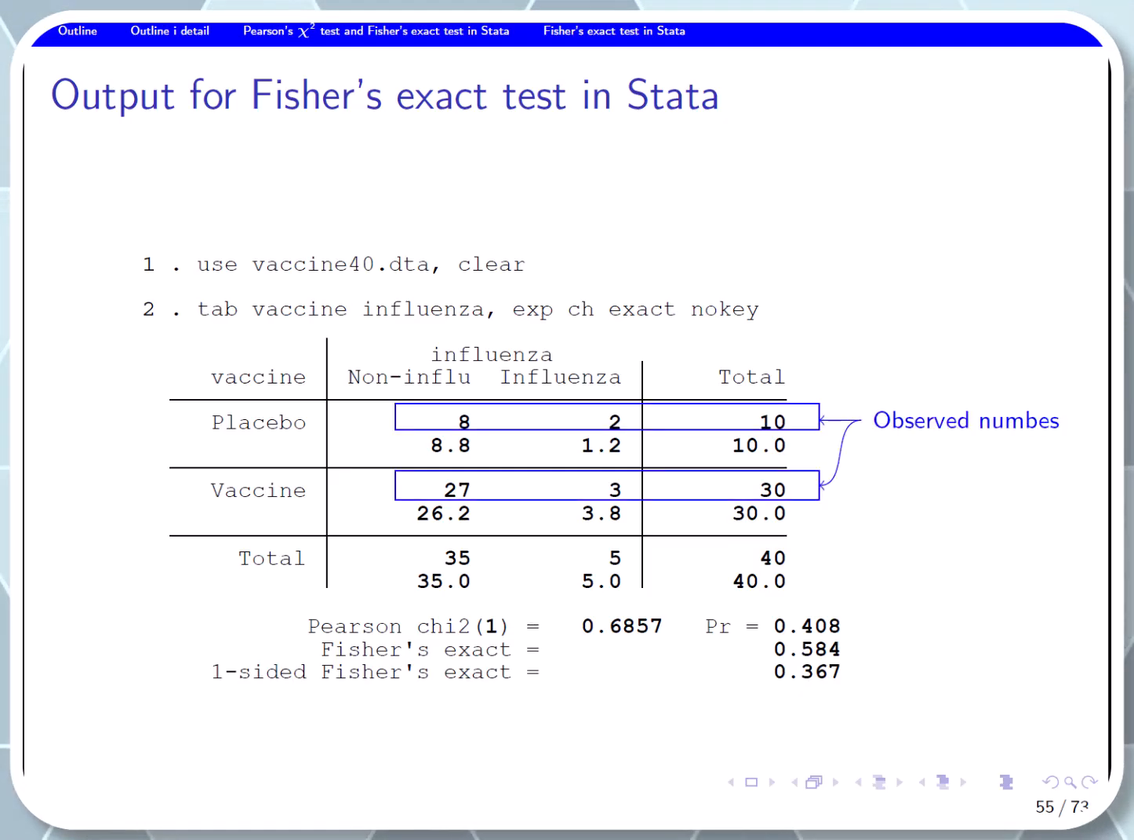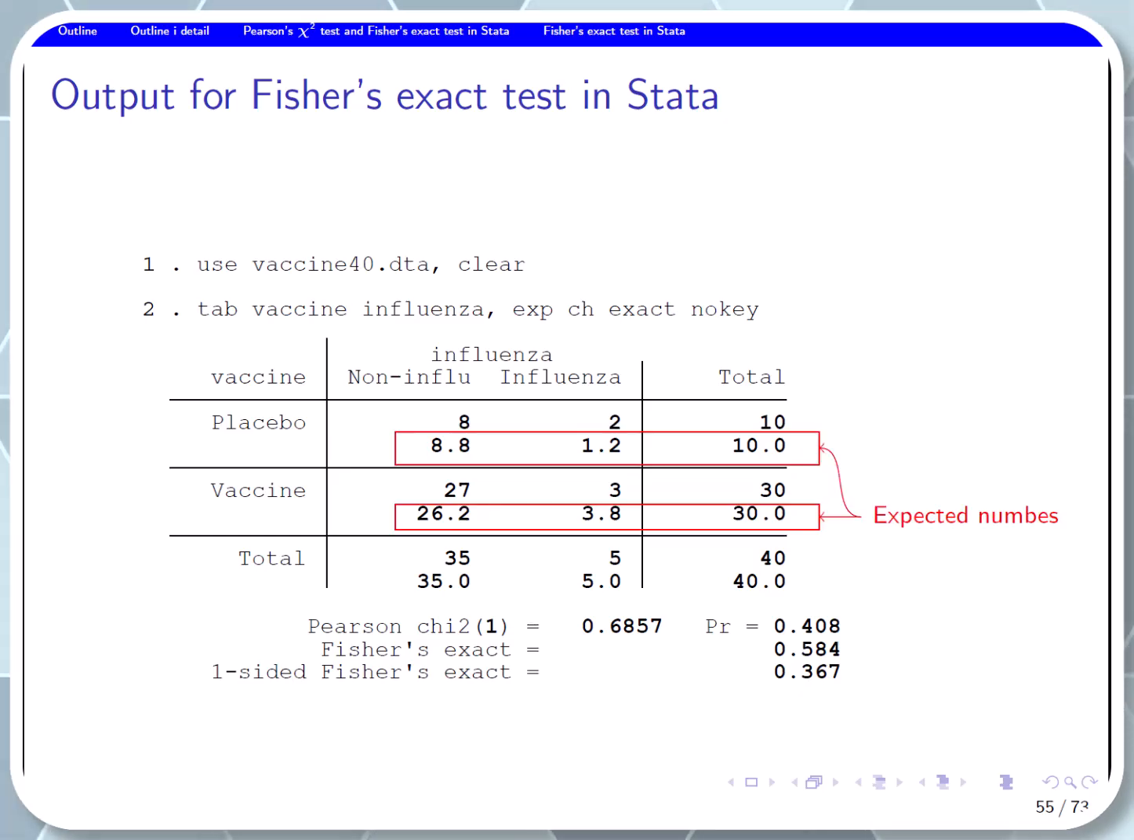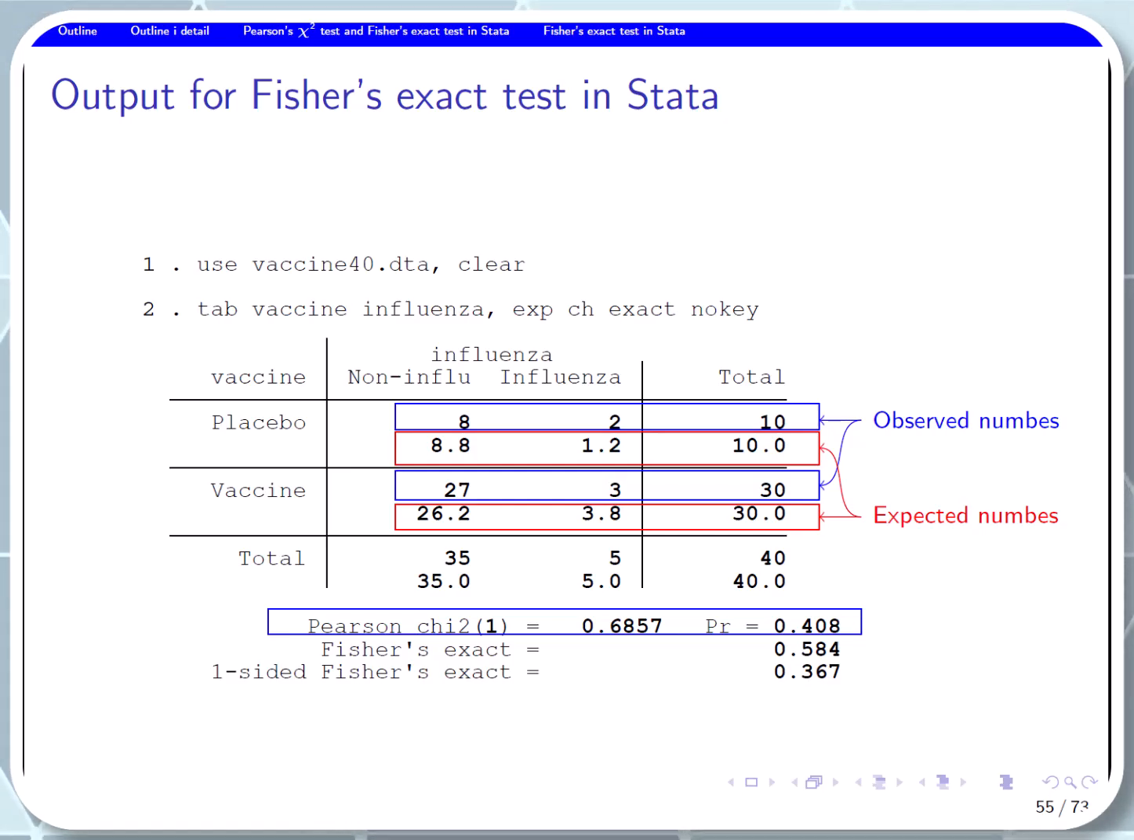Numbers in the blue box are the observed numbers. Because the option expected was added in the command line, the expected numbers in the red box are reported. Because the option chi-square was also added, Pearson's chi-square test was also reported. In the video of Pearson's chi-square test part 3, validity of Pearson's chi-square test, in this example, the sample size is 40 and the smallest expected number is below 5. Pearson's chi-square test is not a good approximation.